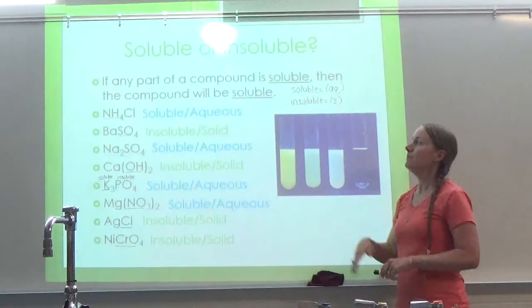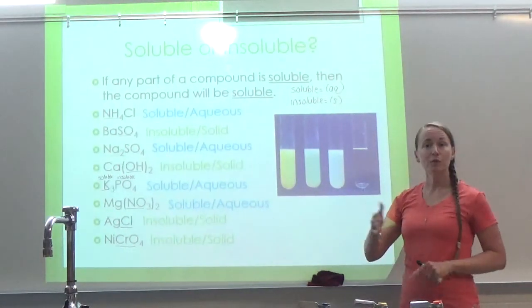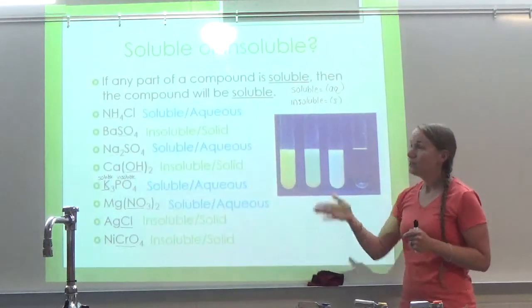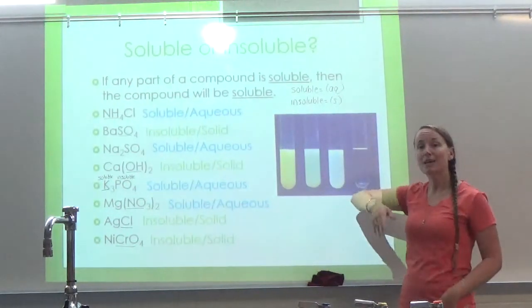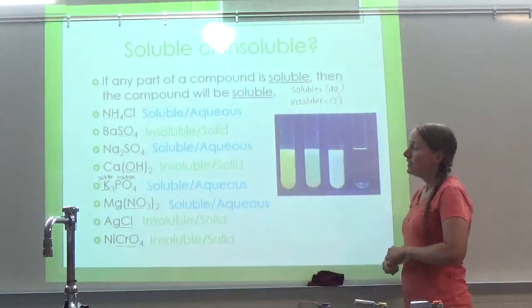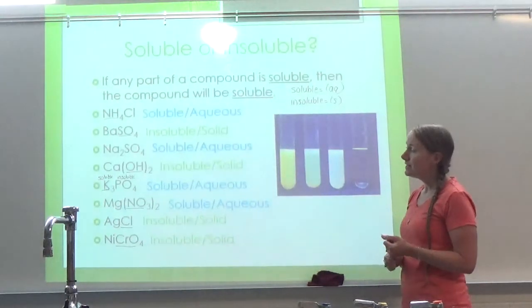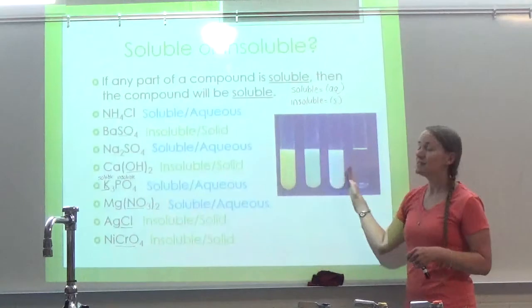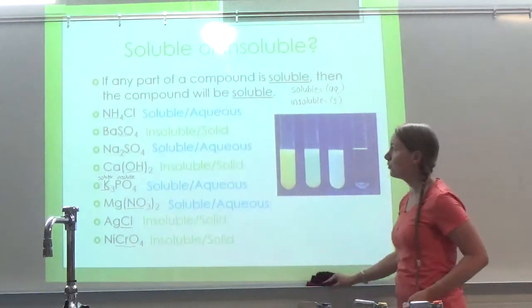Okay, so remember, if one thing's soluble, the whole thing's soluble. The group 1 alkali metals are the actual group 1 on the periodic table. They are on the chart. And then last thing to remember is soluble means it's going to be aqueous. Insoluble means a solid or precipitate will form.